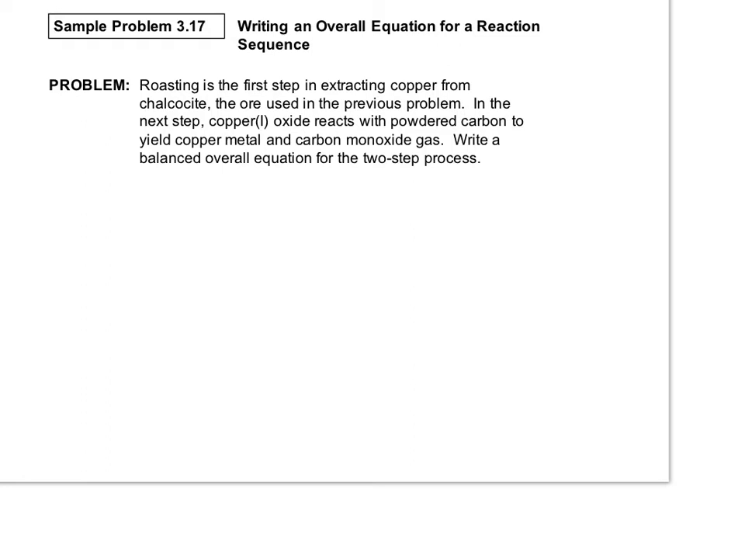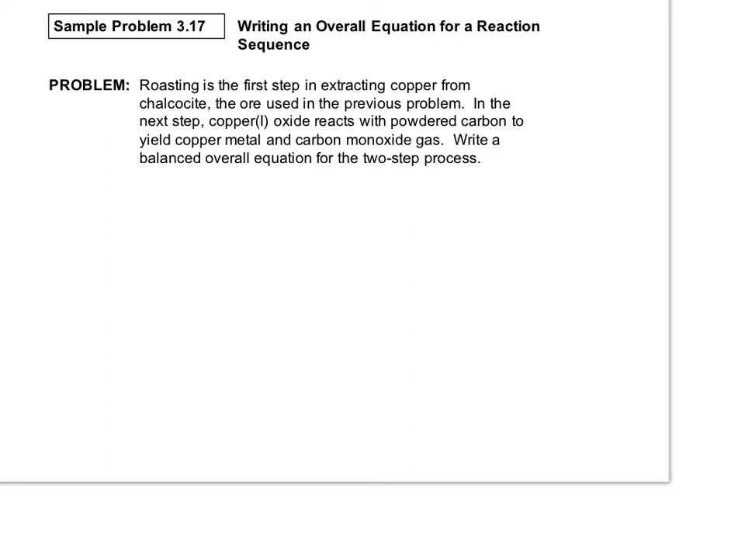What you do is you look at a reaction mechanism and look at all the individual steps and add those together to get the overall balanced chemical equation. So that's what we're doing here. It says roasting is the first step in extracting copper from chalcolite, the ore used in the previous problem. In the next step, copper 1 oxide reacts with powdered carbon to yield copper metal and carbon monoxide gas. Write a balanced overall equation for the two-step process.